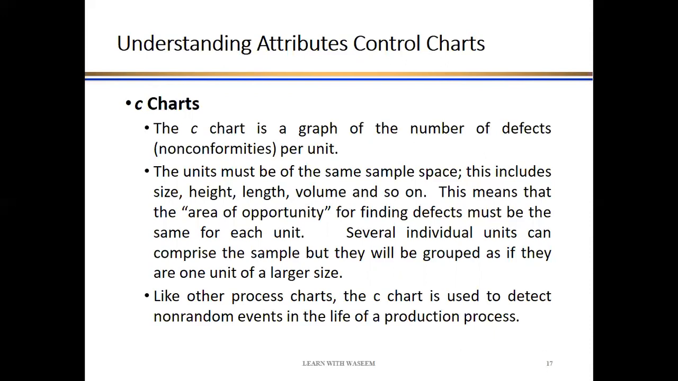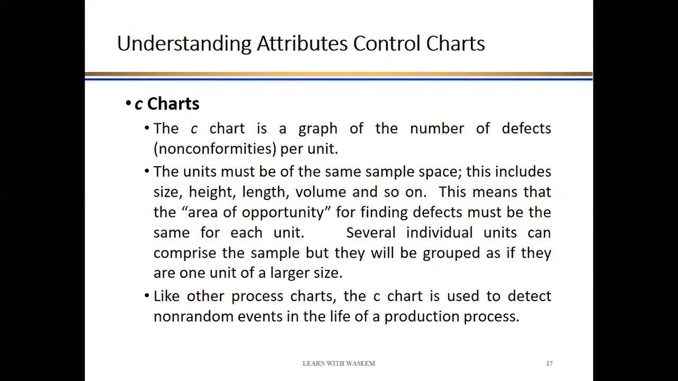The control limits for the C chart are computed based on the Poisson distribution. Like other process charts, the C chart is used to detect non-random events in the life of a production process. Typical applications of the C chart include the number of flaws in an auto finish, a standard form, and the number of incorrect responses on a standardized test.